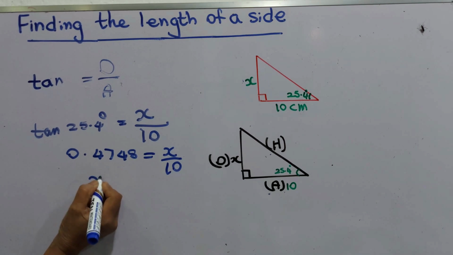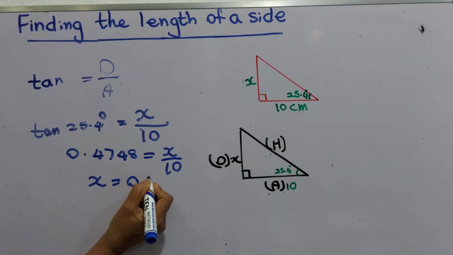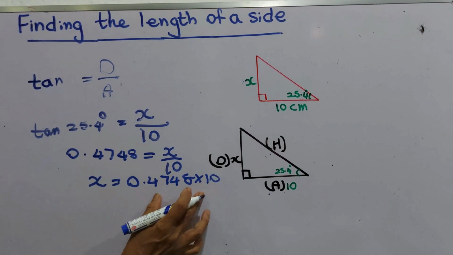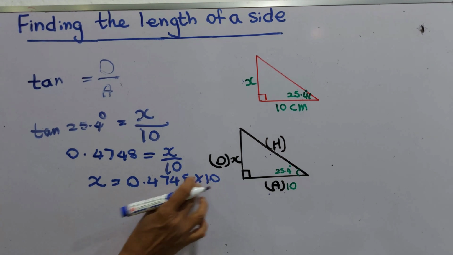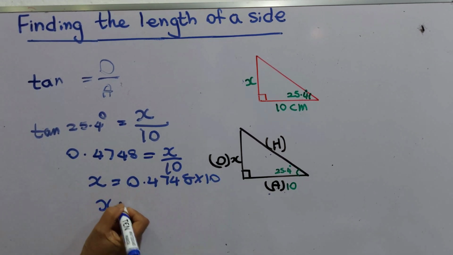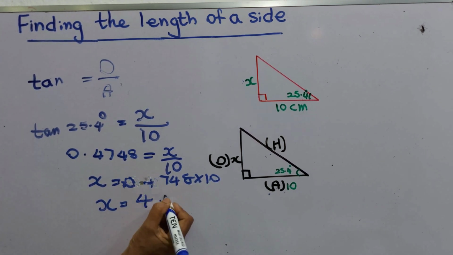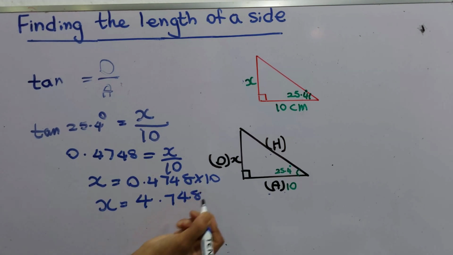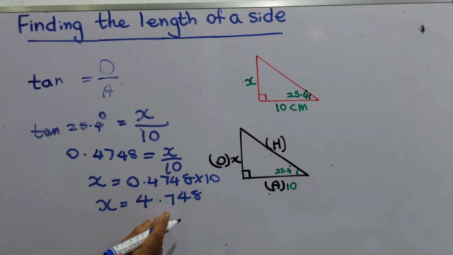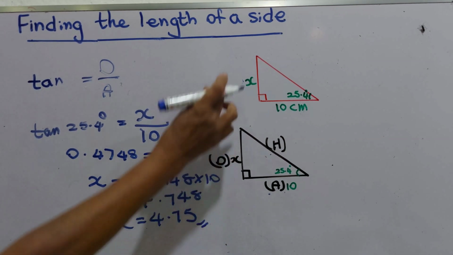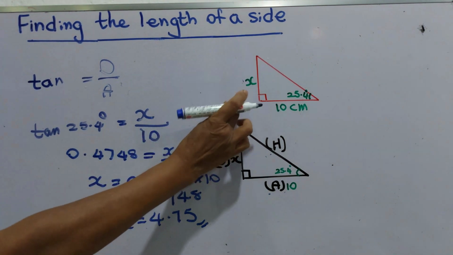Then we'll take x as 0.4748 times 10. We have to multiply this decimal by 10. Then x equals, when we are multiplying by 10, the decimal point moves over, 4.748. If we take 3 significant figures, x equals 4.75. This is the answer, the length of this side x.